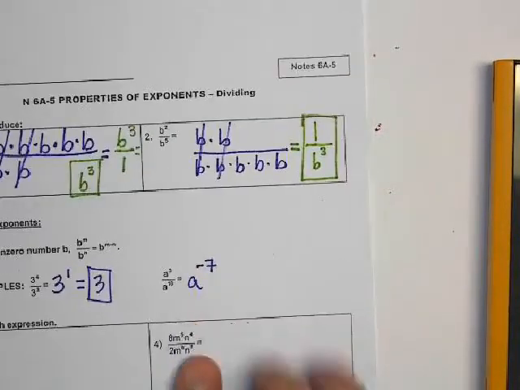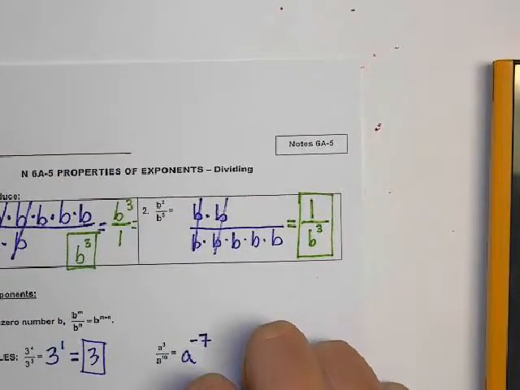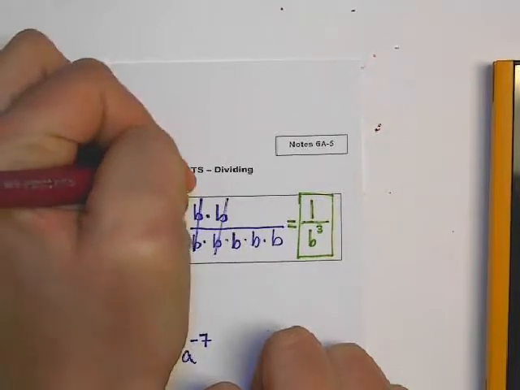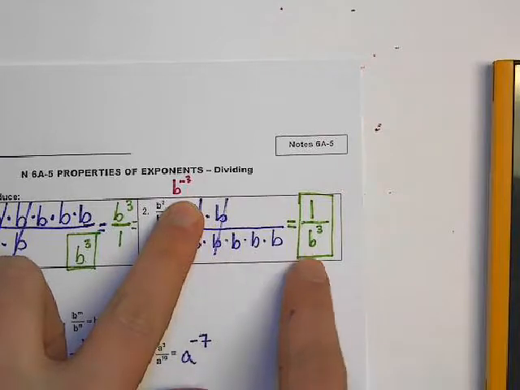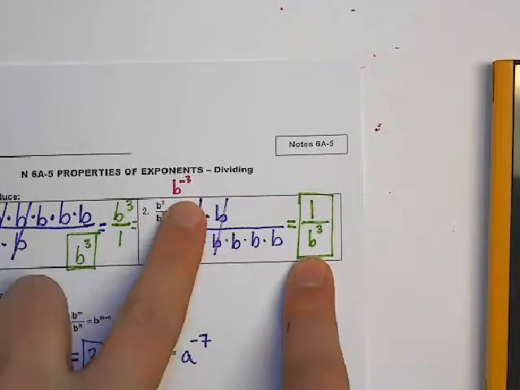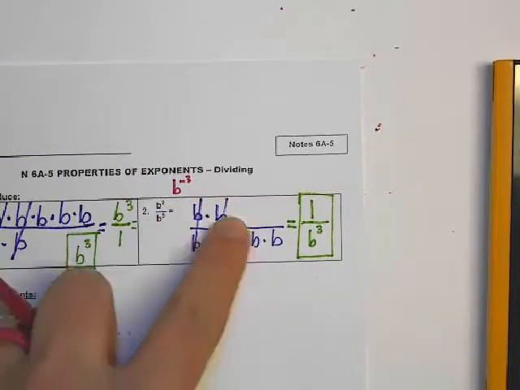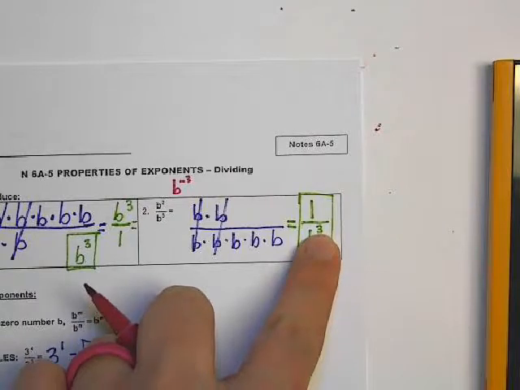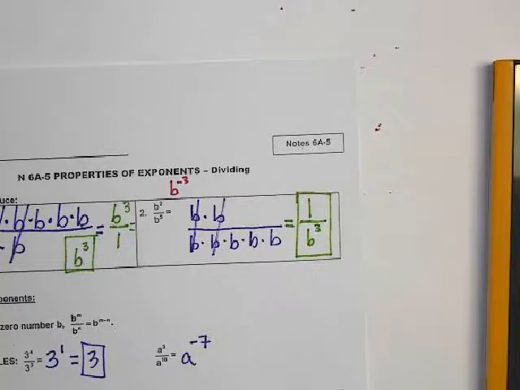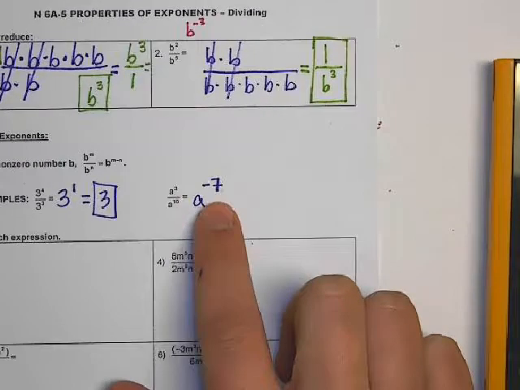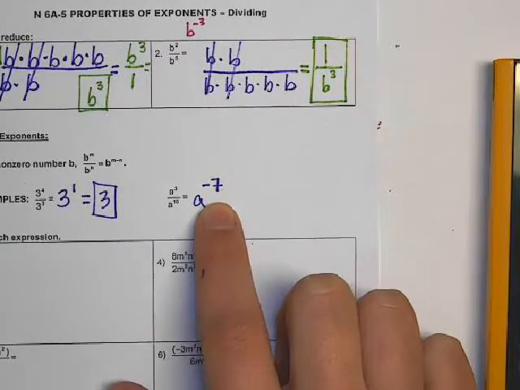Okay, so look right here. What is 2 minus 5? Negative 3. So this is really b to the negative third power. But what did we do? What happened? You do the fraction. It's on the bottom of the fraction. And when it's on the bottom of the fraction, what happened to the negative sign? It became positive. So if you have a negative exponent like this, a to the negative 7, you have to move it to the bottom of a fraction and it becomes positive.